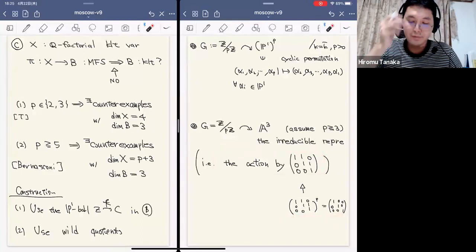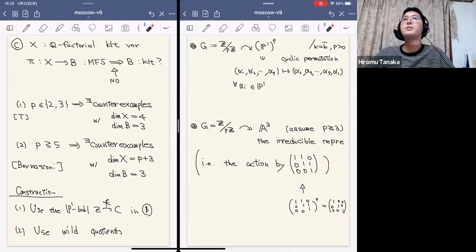This is the action given by G. More precisely, the generator of G acts by this one on the 3-dimensional vector space.